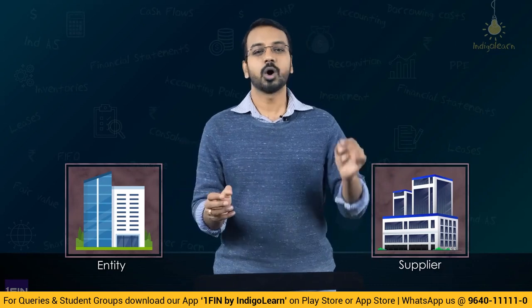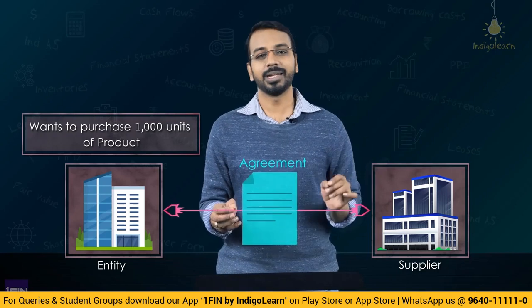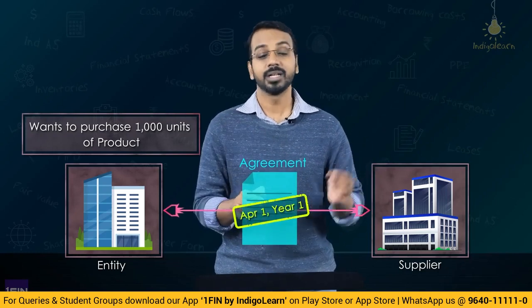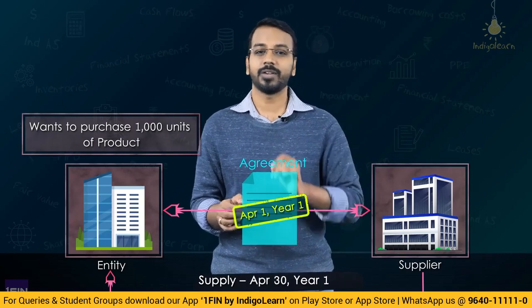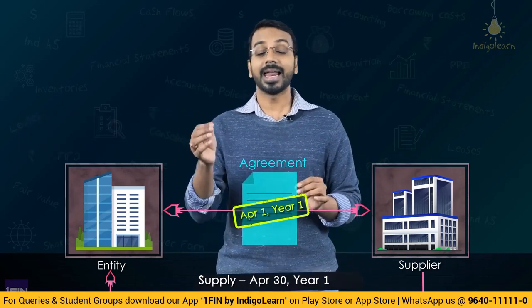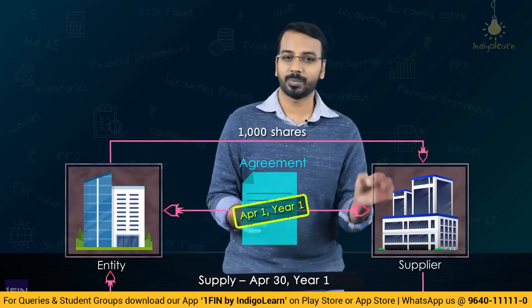Now, what would be the case when we have equity settled transactions with non-employees? Say for example, there is an entity and there is a supplier. The entity wants to purchase 1000 units of a particular product, and the agreement has been entered into on 1st of April of year 1. The supplier has supplied these 1000 units on 30th of April of year 1, and against this, the entity has issued 1000 shares to the supplier.